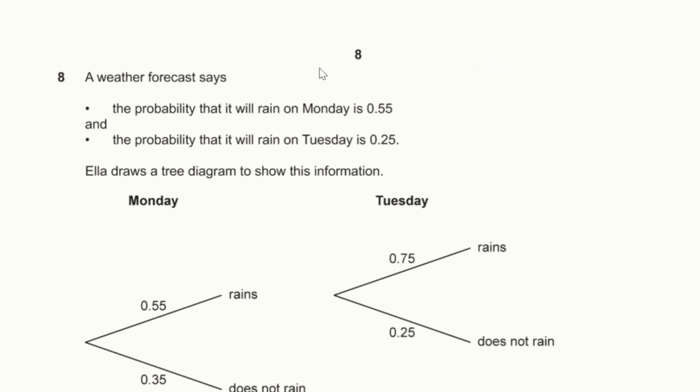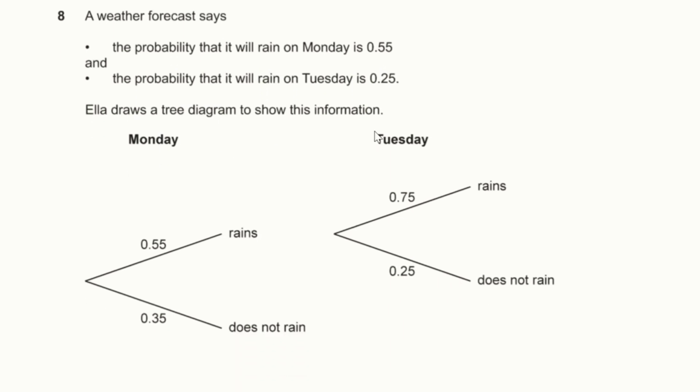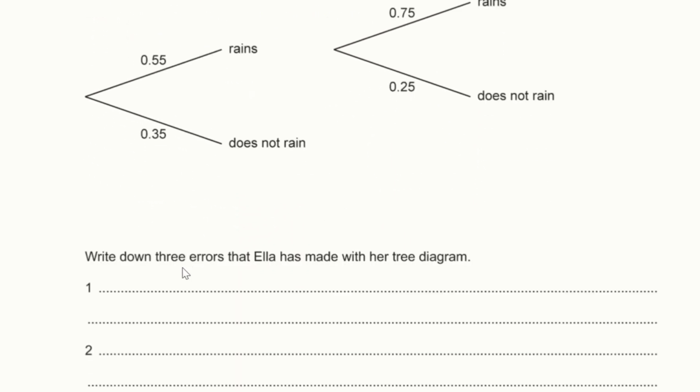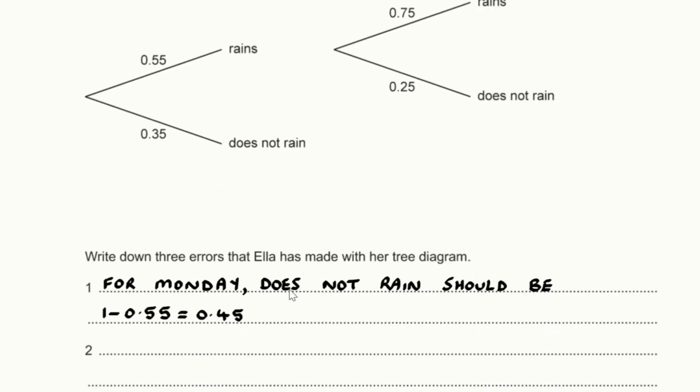Question number 8. A weather forecast says the probability that it will rain on Monday is 0.55 and the probability that it will rain on Tuesday is 0.25. Ella draws a tree diagram to show this information, and we have to write down 3 errors that Ella has made with her tree diagram. Well, if we take a look at Monday, then the probability that it does not rain should be 1 minus 0.55, which is 0.45. Here we got 0.35. That bit's incorrect.